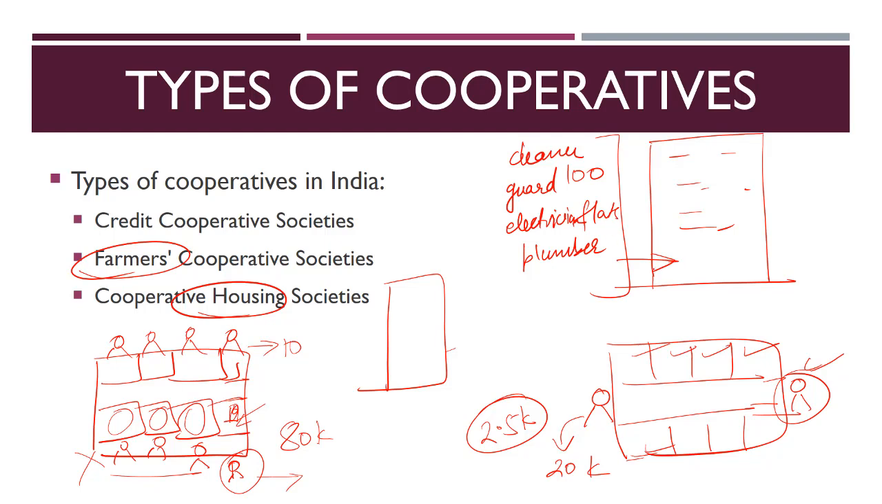charging exorbitant amounts. But now, since they have pooled their resources, they are paying, let's say, 1000 rupees per month for maintenance. Now, at a very small cost, they can enjoy regular visits of these personnel. And that is the sense of cooperative housing societies.